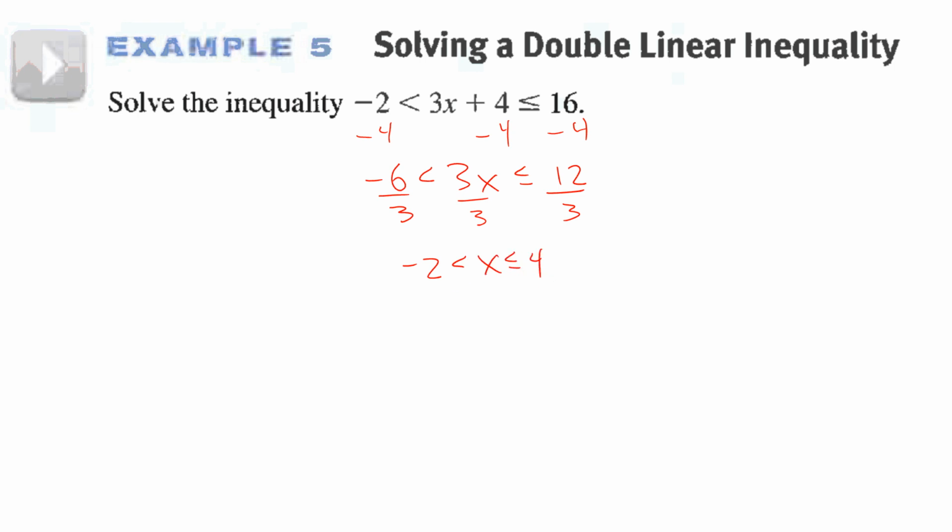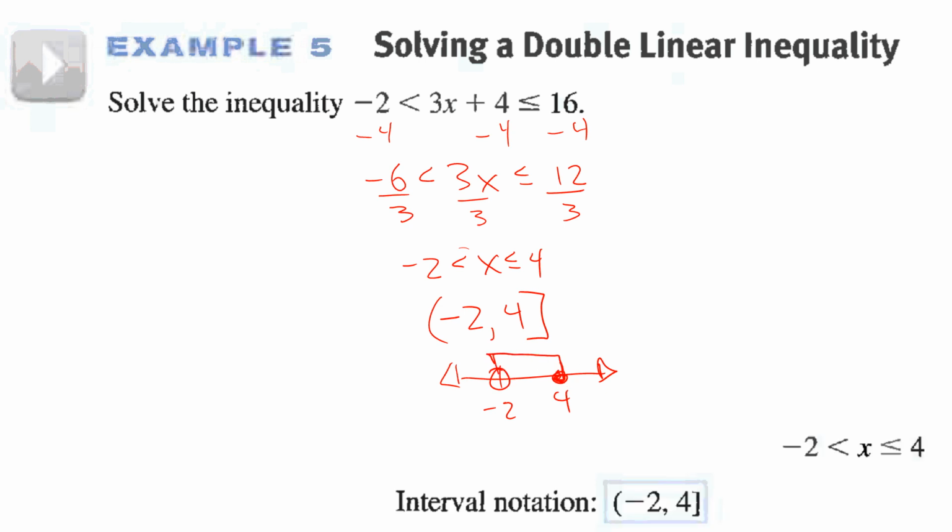All right? So what's our smallest number? -2. What's our biggest number? 4. I can't touch the -2 because there's no equal to here, but I can touch the 4 because it has the equal. Okay? And on the graph, it would look like this. -2, open circle, 4, closed circle, shade in between them. Okay?